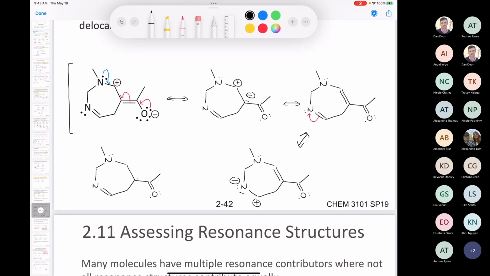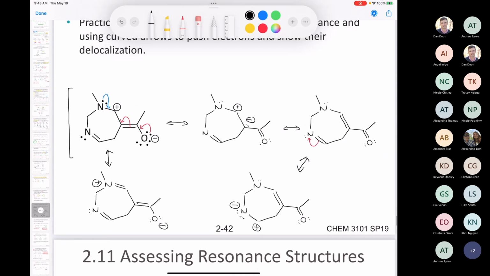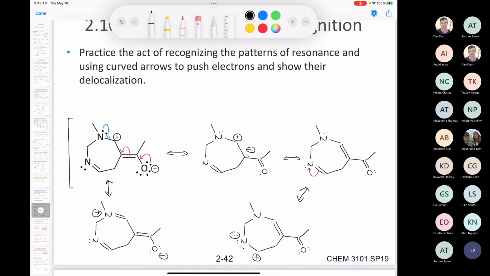So this is just the result of the blue curved arrow only. What you would get would be something that looks like this, where you have a double bond between the carbon and the nitrogen, and now the positive charge is on the nitrogen, and we have our double bond here still like that. So this would be another resonance contributor, but those are all perfectly legitimate resonance contributors.